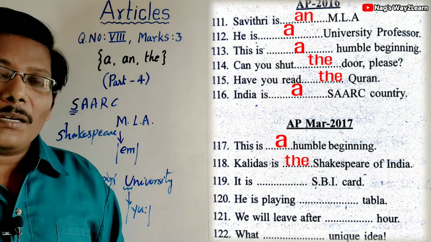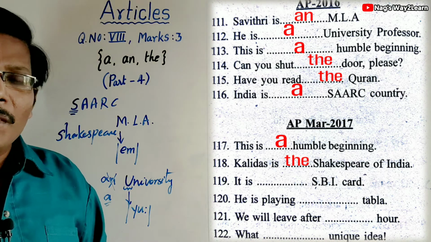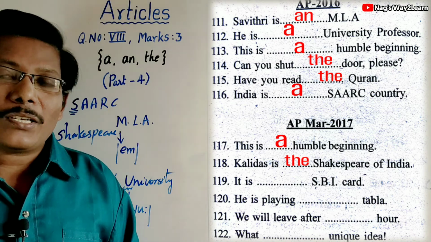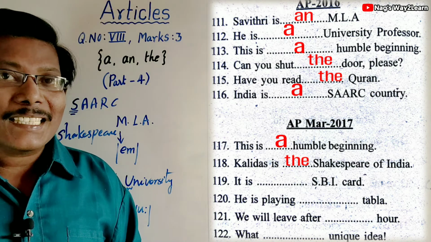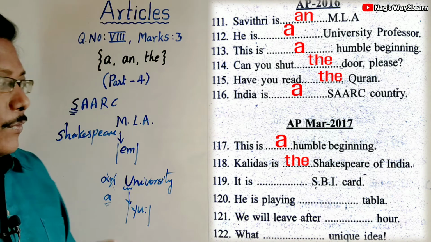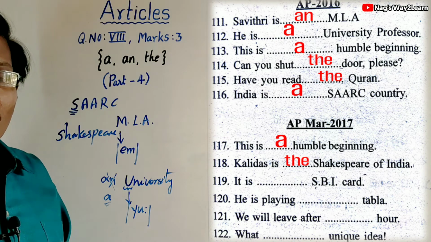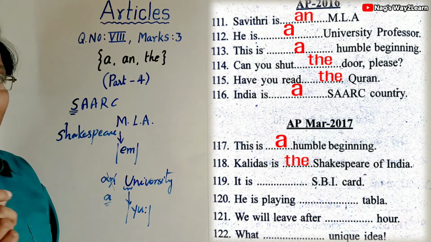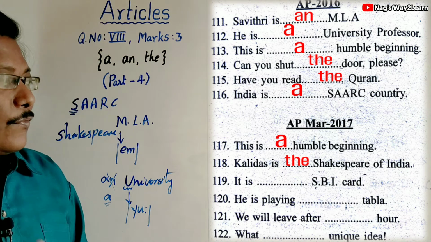Suppose you are talking about only Shakespeare, then you have to say Shakespeare is the greatest writer. Before Shakespeare there is no article there. But here we are comparing two persons, so in this case we have to use the definite article the. Kalidasa is the Shakespeare of India.